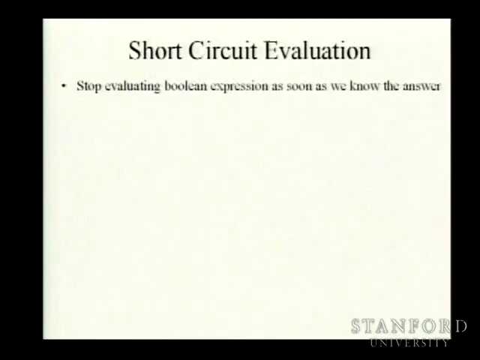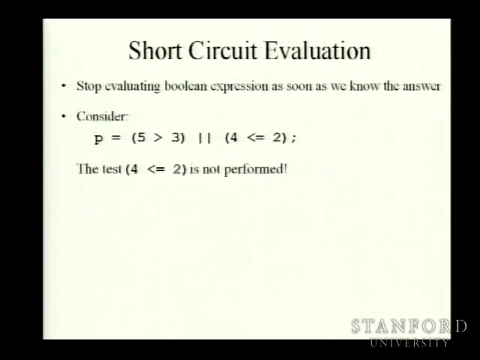Trust me. Short circuit evaluation, we actually stop evaluating Boolean expressions as soon as we know the answer. What does that mean? Okay, so let's consider something like this. P, which is a Boolean, equals 5 is greater than 3 or 4 is less than 2. Well, you know what? 5 is greater than 3, so as soon as we evaluate that part, that's true. True or anything is true, right? It doesn't matter what the value of this part is because we already got a true, and true ORed with anything is going to be true. So in fact, Java does an optimization, and the second test is not evaluated at all. That's why it's called short circuit evaluation. As soon as we know the answer, we short circuit out and we don't evaluate the rest of it.